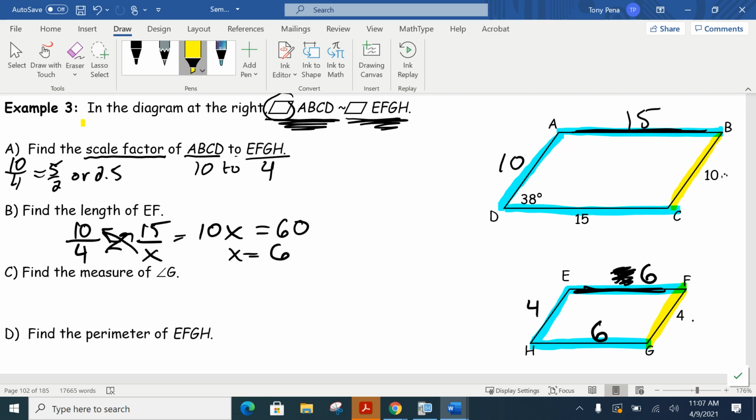All right, last one that you have to think about a little bit. See if you remember how to do G. So find the measure of angle G. Old ideas. We have to recall.